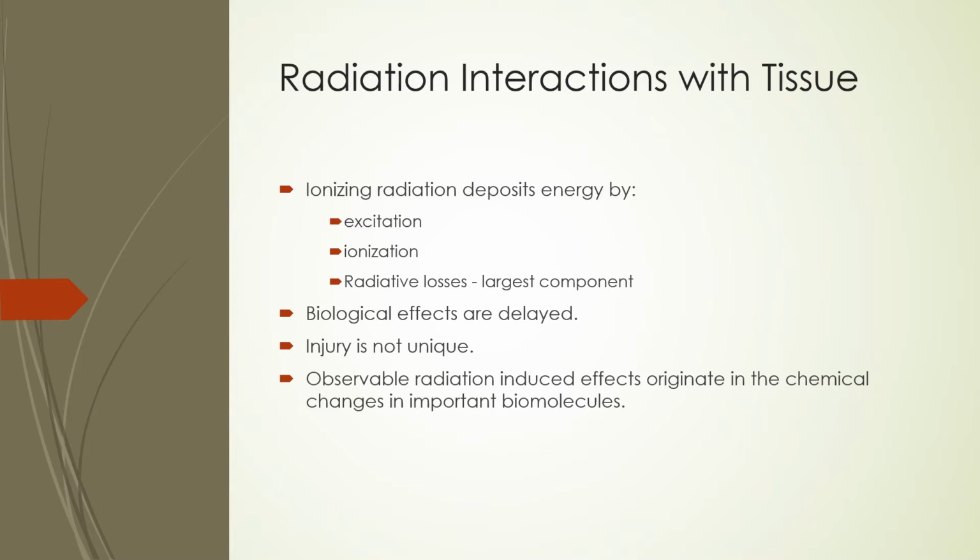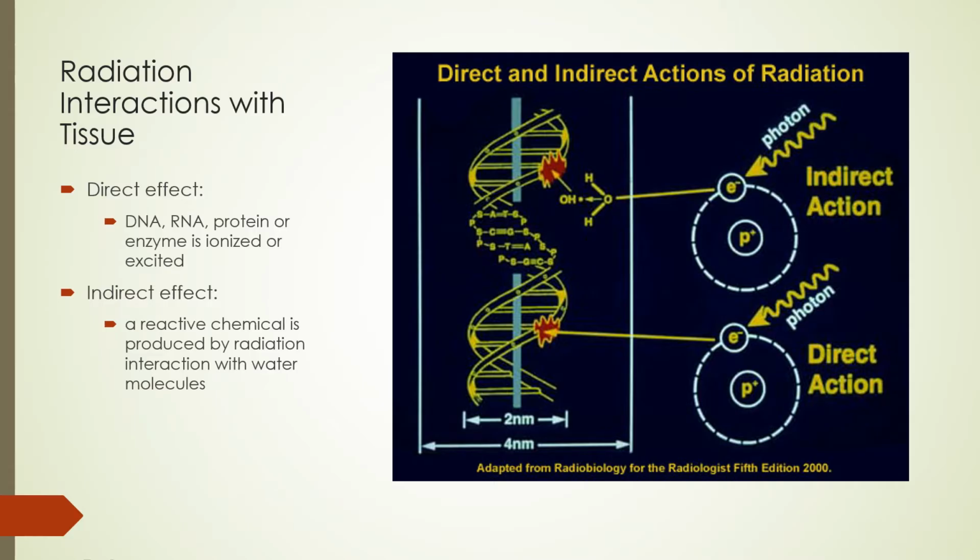One important point to keep in mind is that observable effects such as chromosome breakage, cell death, oncogenic transformation, and acute radiation sickness all have their origin in radiation-induced chemical changes in important biomolecules. On this slide, we shall look at the ways that radiation can interact with tissues. One way that radiation can interact with tissue is called a direct effect.